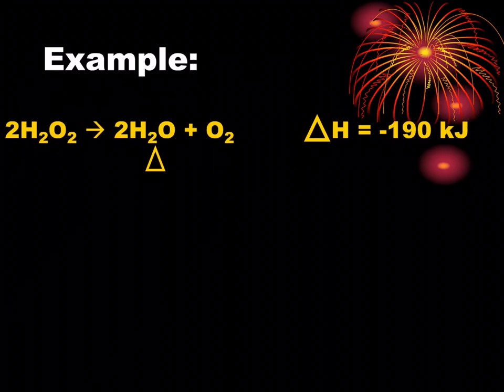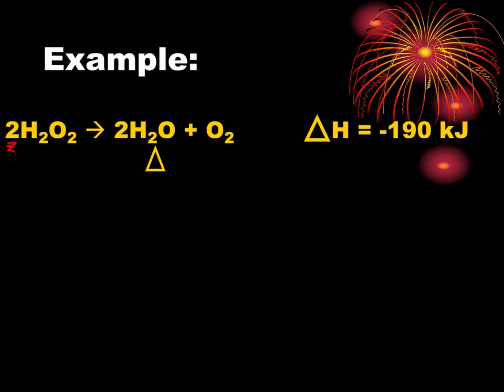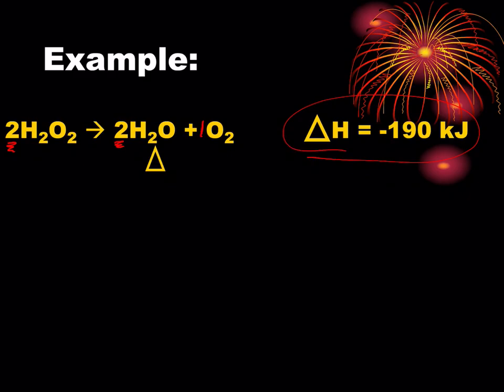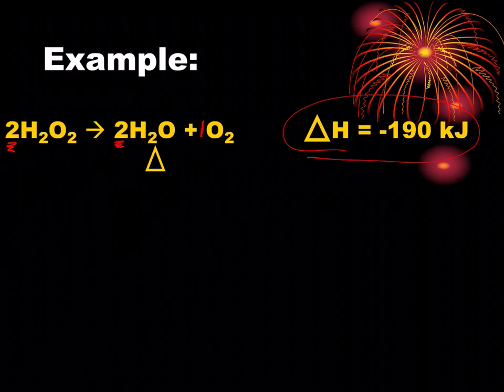So here's our example. 2 moles of our hydrogen peroxide decomposes into 2 moles of water, and it's understood that it is 1 mole of oxygen. So our delta H over here tells us that 190 kilojoules of energy is going to be released when 2 moles decompose into 2 moles of water and 1 mole of oxygen.